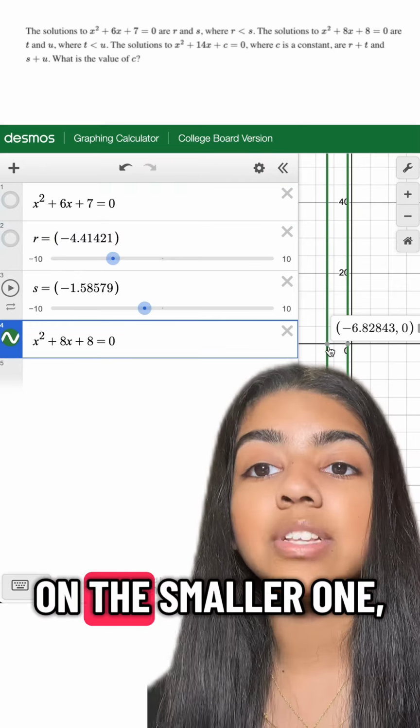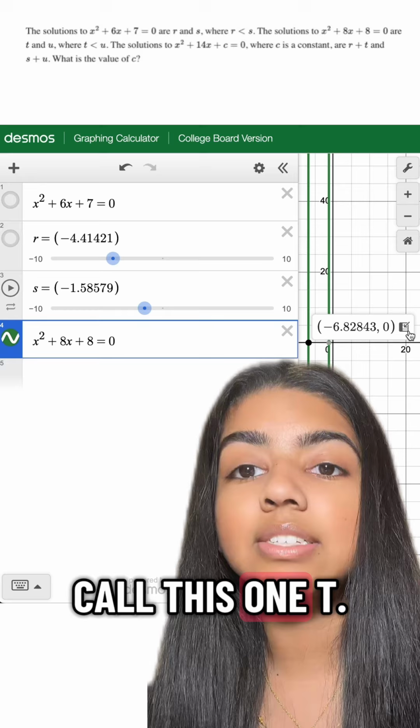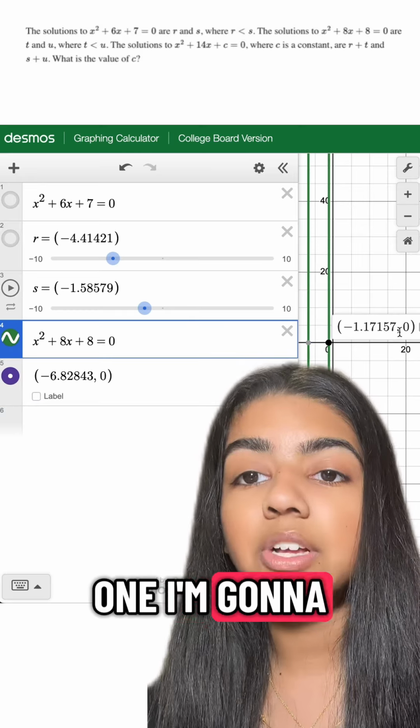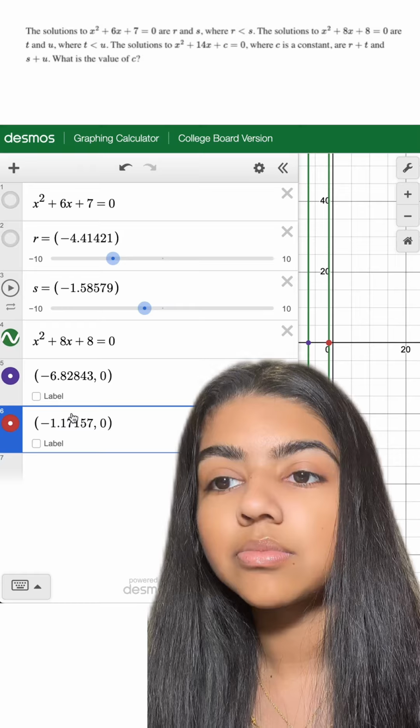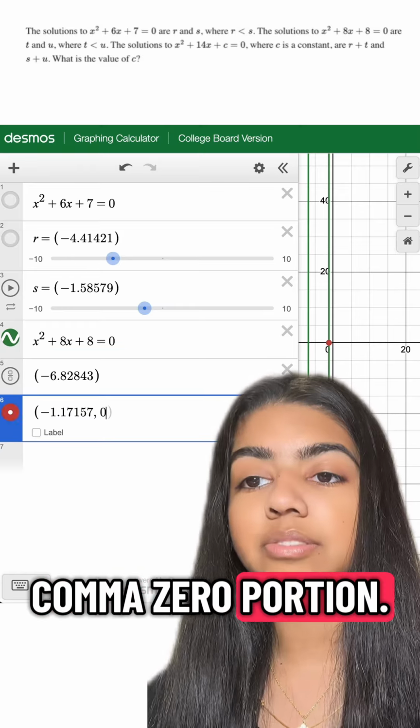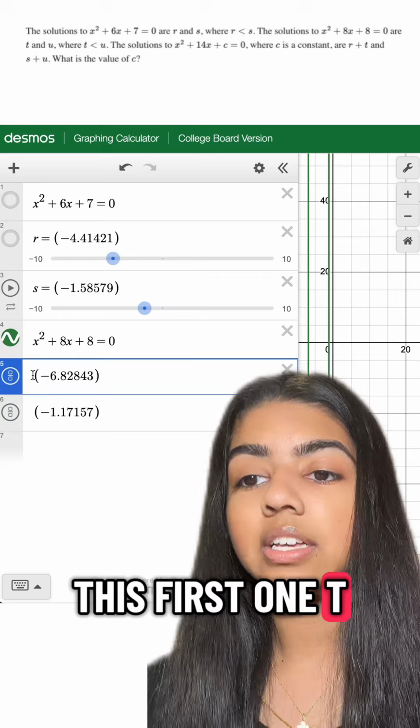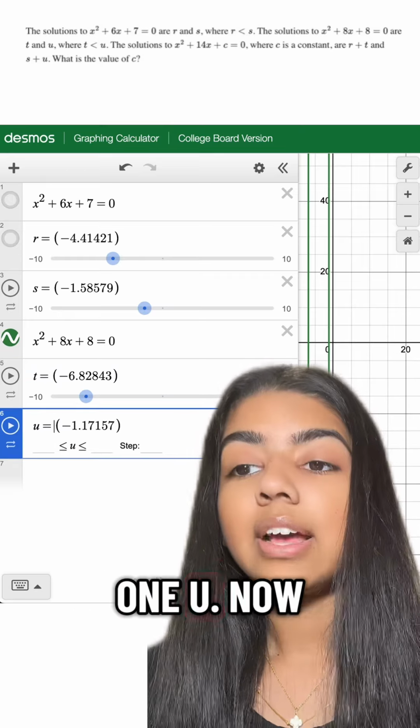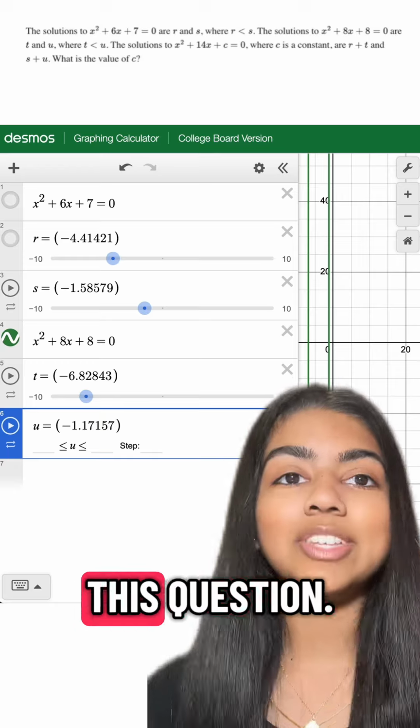To do this, I'm going to press on the smaller one, and I'm going to call this one t, and this next one I'm going to call u. So I'm going to get rid of the comma 0 portion, and I'm going to call this first one t, and this next one u. Now that we're done over there, I'm going to move on to the final part of this question.